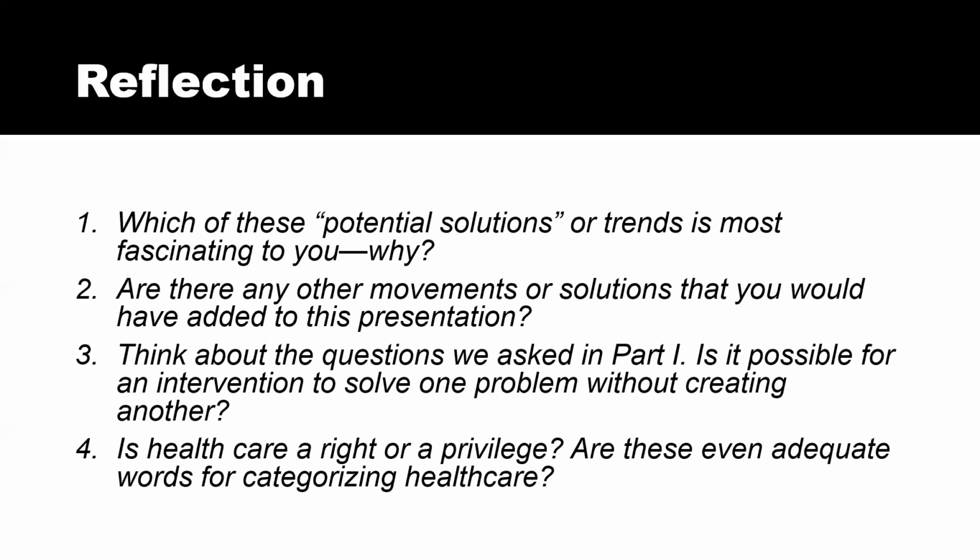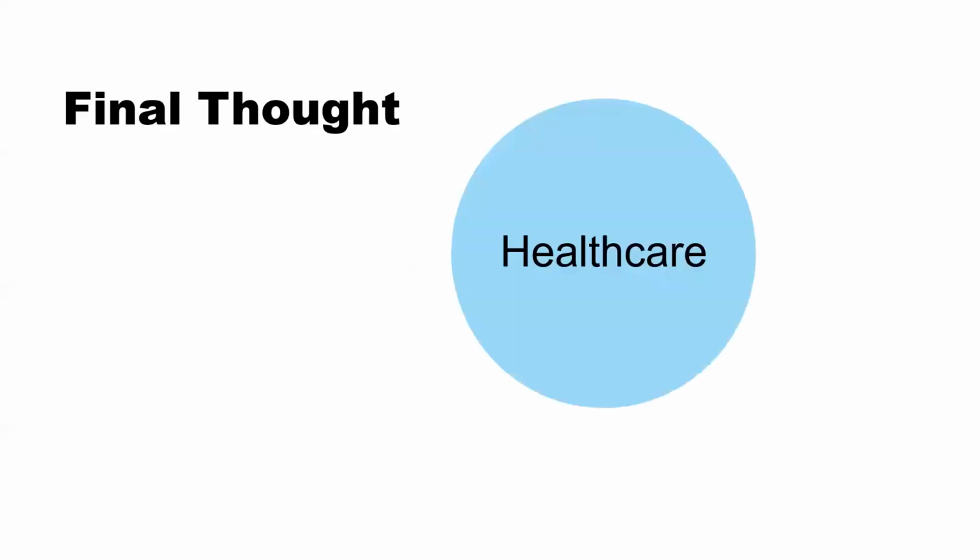We talked about this a little bit in part 1, and I introduced the idea that maybe these aren't the best adjectives for healthcare. So are these adequate words to categorize healthcare? And that's what I want to do my final thought on. So we have talked a lot about healthcare. And we've talked about finances, we've talked about ethics, we've talked about politics, and a lot of details, a lot of statistics. The topic of rights and privileges hasn't really come up.